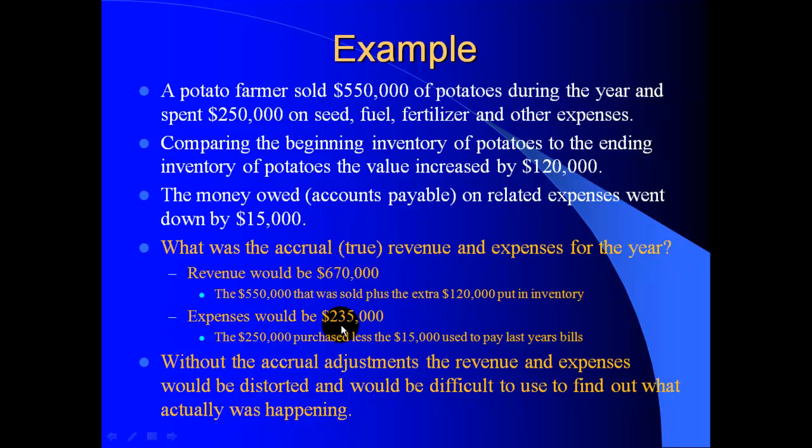Expenses would be $235,000. The $250,000 purchased, less the $15,000 of that money used to pay bills from last year. The amount owed on those expenses went down by $15,000. So of that $250,000 that was spent, $15,000 was really spent paying last year's bills, and so the net $235,000 is what the expenses actually were.